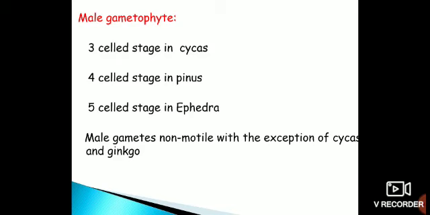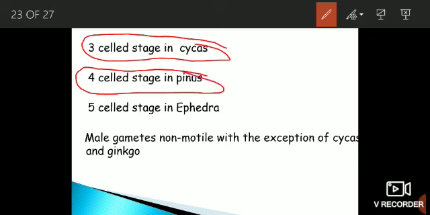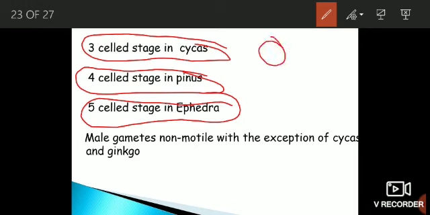The male gametophyte development in gymnosperms varies a lot between different species, and they also differ in terms of the stage at which they are released from the microsporangia. In cycas, they are released at 3-cell stage, in Pinus 4-cell stage, and in Ephedra they are released at 5-cell stage. Remember, say for example you have a microspore of cycas.